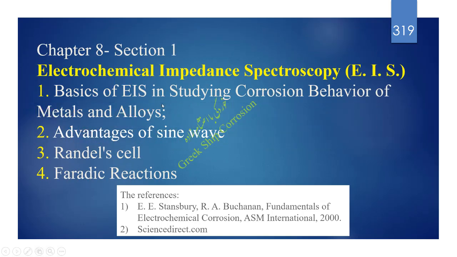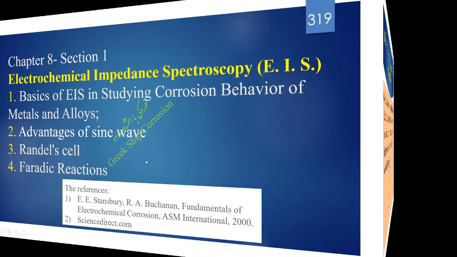Chapter 8, Section 1, Electrochemical Impedance Spectroscopy. Basics of EIS in studying corrosion behavior of metals and alloys. Advantages of sine wave, Randles cell, and Faradaic reactions are discussed in this video.